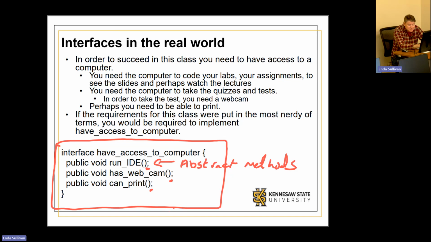So this interface is an interface because it's all abstract methods, as I said. And the way that you declare an interface is just the same as you declare a class. You simply start with interface, and then you give it an interface name, a set of curly braces, and then you list out all of the abstract methods that you need to have in there. Okay, so in the nerdiest terms, this is the interface that you must satisfy in order to take this class.